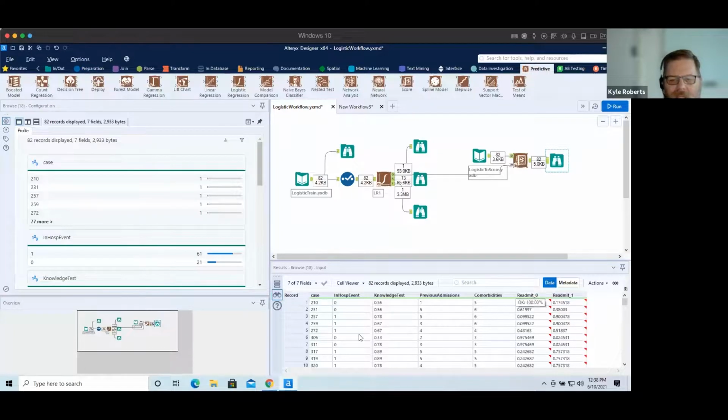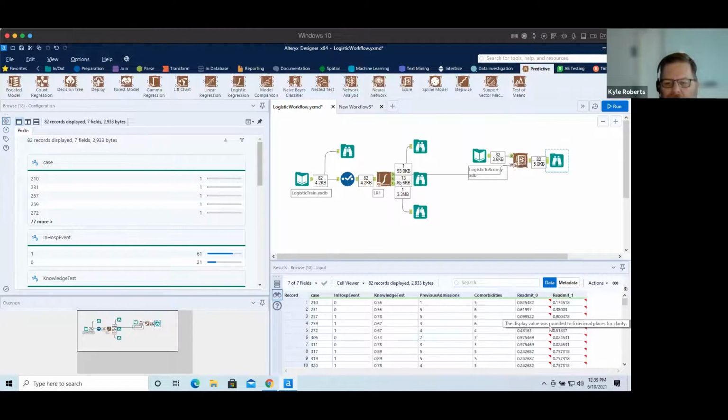Let's try this next one. They did not have an in-hospital event, and they had 6 comorbidities. This is nice because now we can compare. What is the change in probability of being readmitted for someone who has not had an in-hospital event when they move from 5 to 6 comorbidities? Well, it goes from 17% probability of being readmitted to 38%.